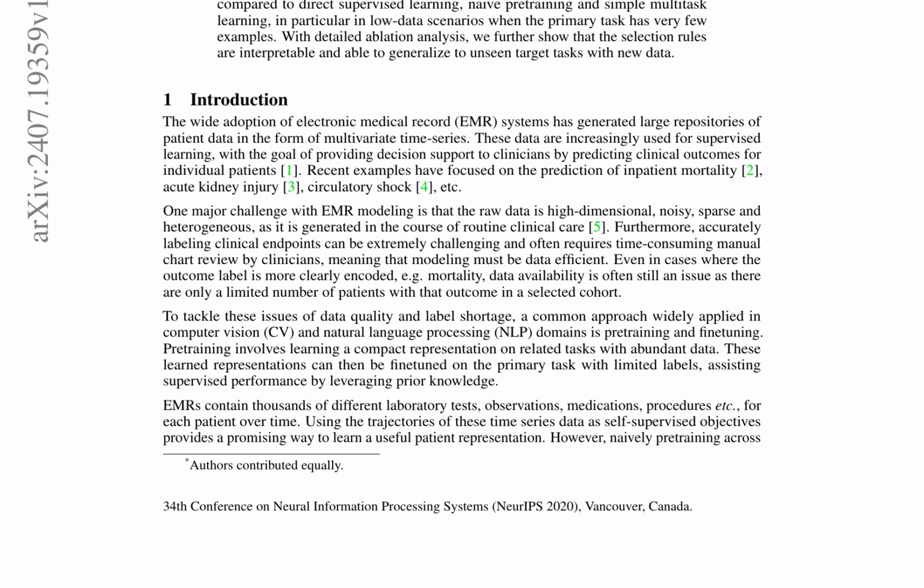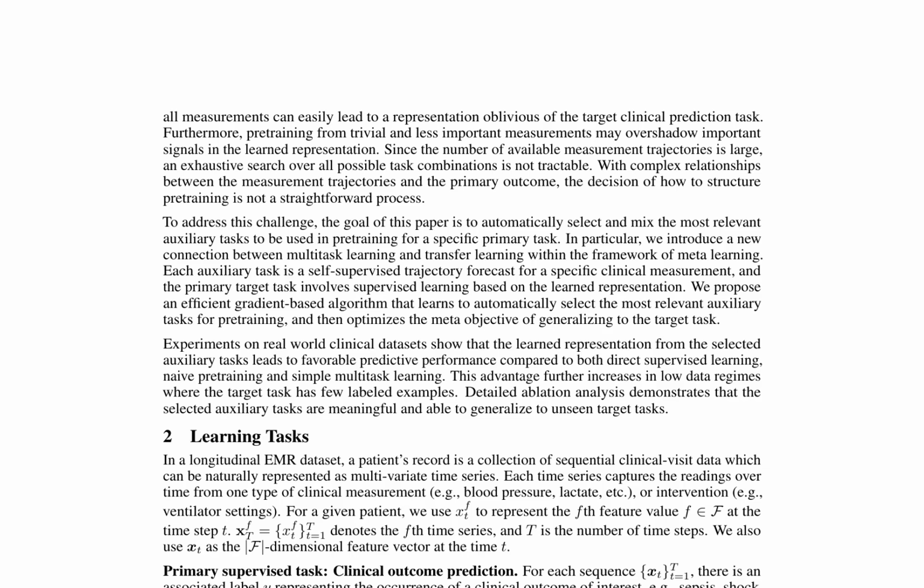The proposed approach introduces a connection between multitask learning and transfer learning within the framework of meta-learning, where each auxiliary task is a self-supervised trajectory forecast for a specific clinical measurement. A gradient-based algorithm is developed to automatically select the most relevant auxiliary tasks for pre-training, optimizing the meta-objective of generalizing to the target task. The primary supervised task involves clinical outcome prediction, where a model predicts the most likely label value for a given input sequence. Auxiliary tasks involve trajectory forecast, modeling the distribution of future values of raw EMR data elements.